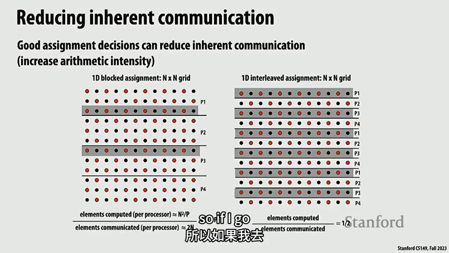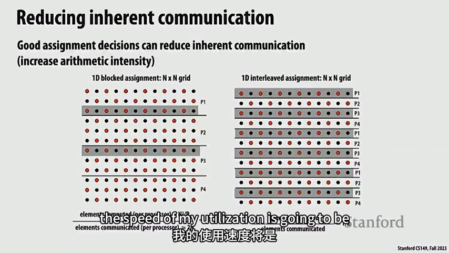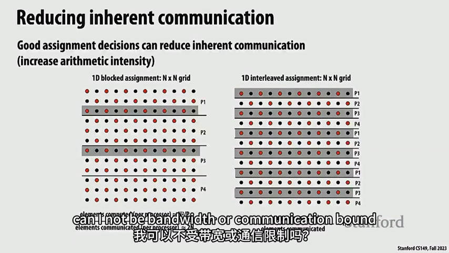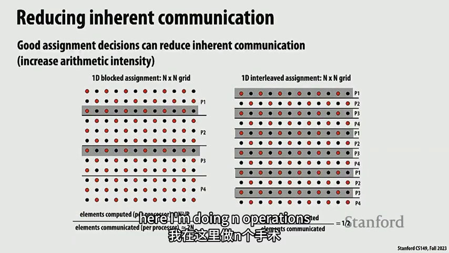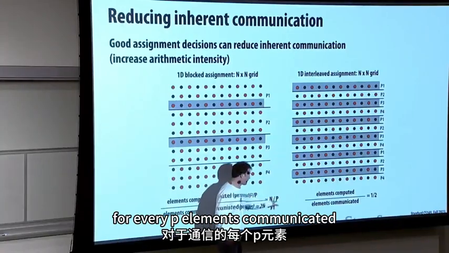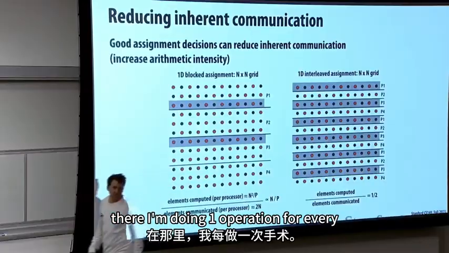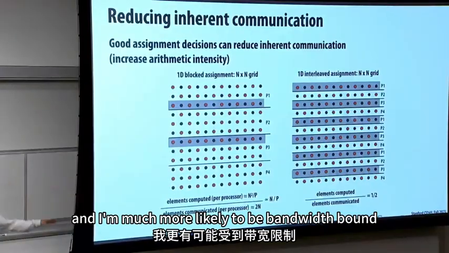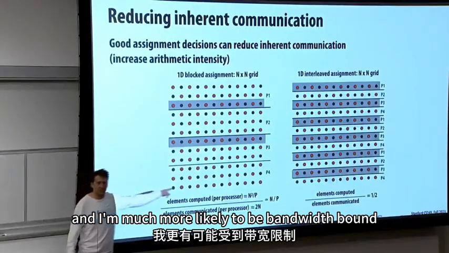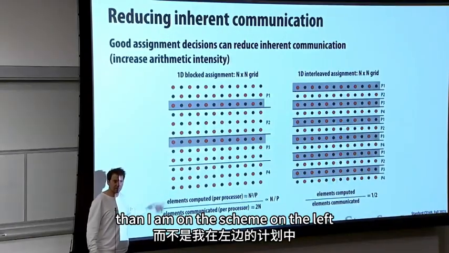So if I go back to that diagram where the speed of my utilization is going to be a function of can I not be bandwidth or communication bound, here I'm doing n operations for every p elements communicated. There I'm doing 1 operation for every 2 elements communicated, and I'm much more likely to be bandwidth bound with the scheme on the right than I am on the scheme on the left.